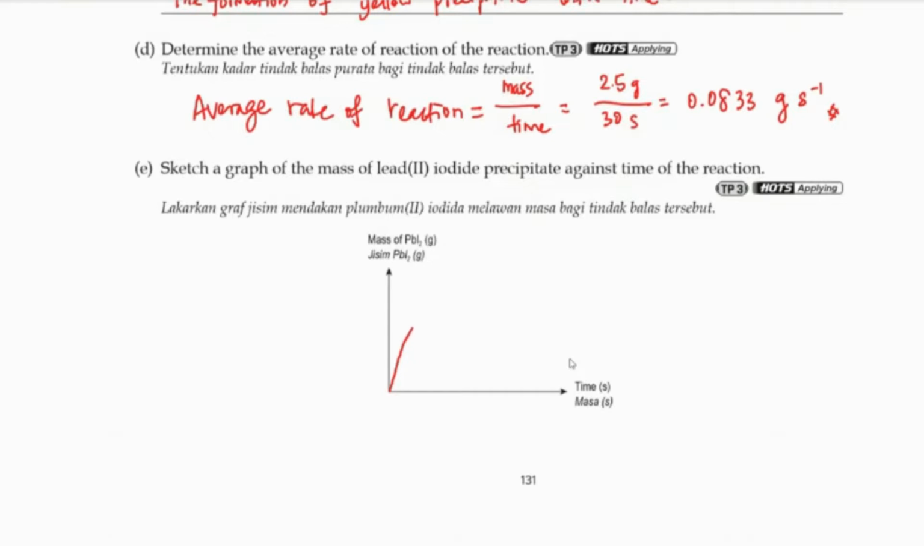It will increase the mass until reaction completed, right? How do you know it's reaction completed already? The mass of the lead 2 iodide is become constant already, huh? Meaning that it will increase like this, and then finally it will become constant. Okay? Meaning that this one reaction complete already. Here. This time. Huh? Because after that no more changes. I should draw it straight line, huh?